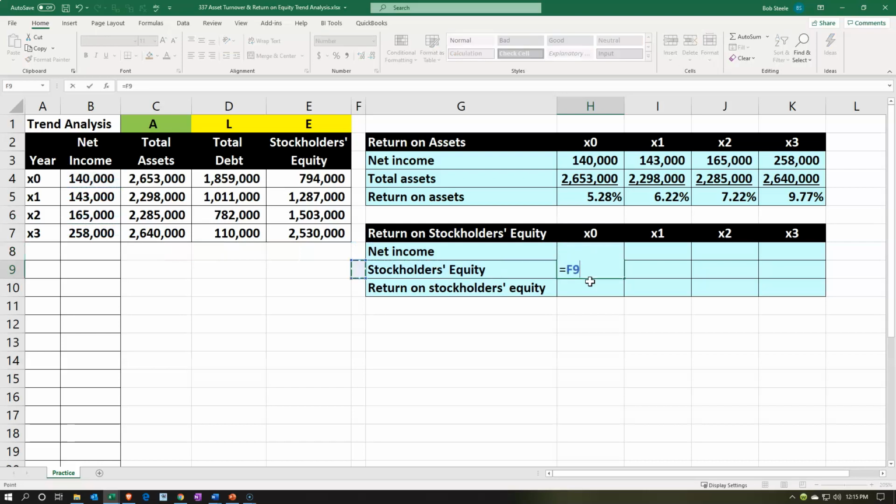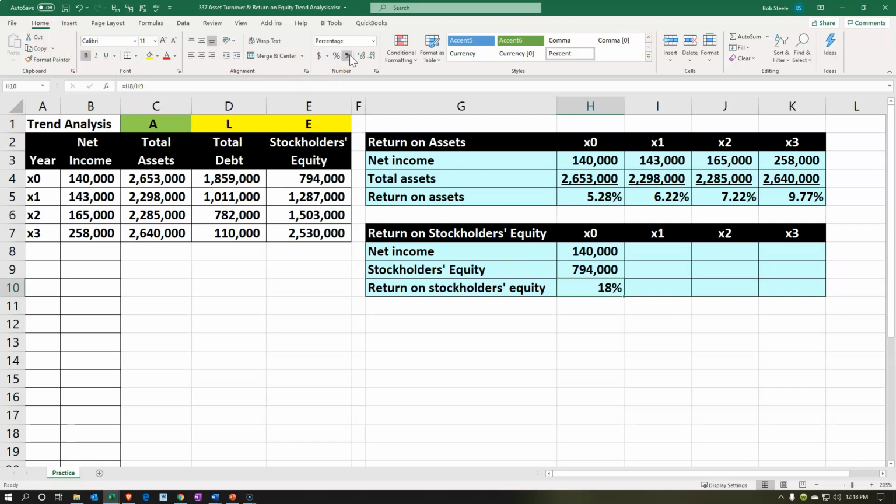Stockholders' equity is going to be the 794. And so if we compare those two out, we're going to say this equals the 140 divided by the 794. Let's go ahead and percentify this one by going to the Home tab, Numbers Group, percent. We'll add a couple decimals to it, and we could keep going, but we're going to round it to 2 decimals.